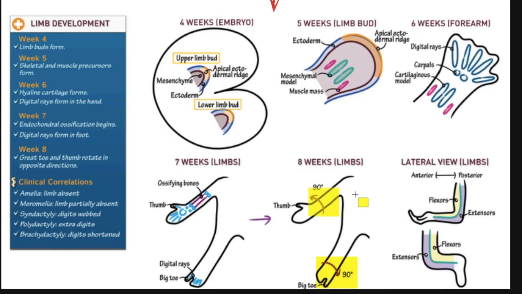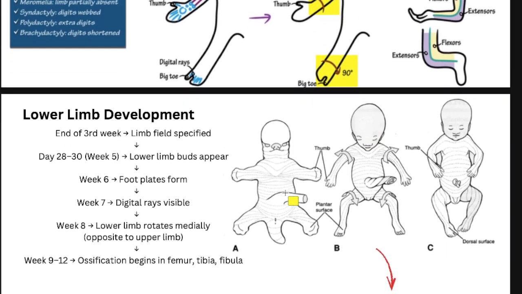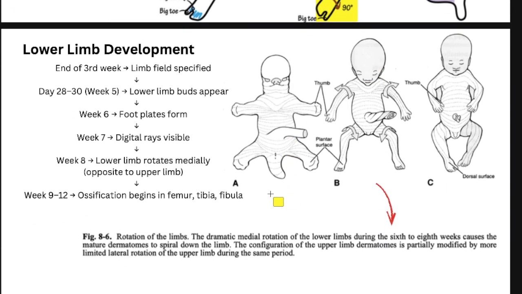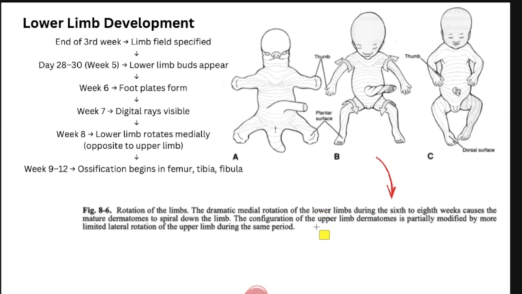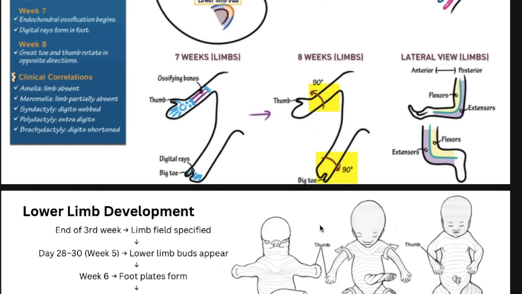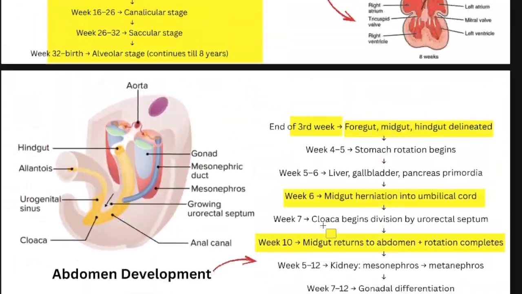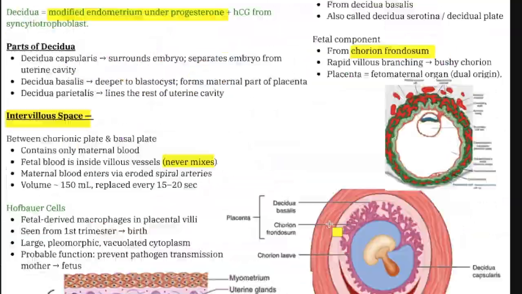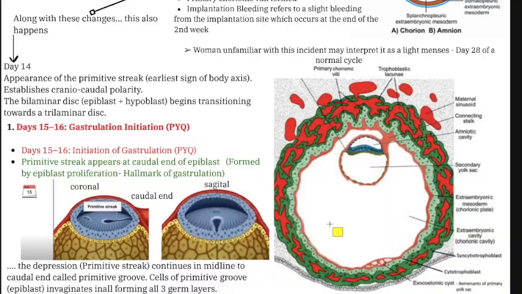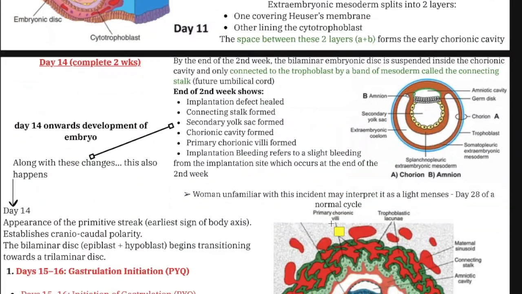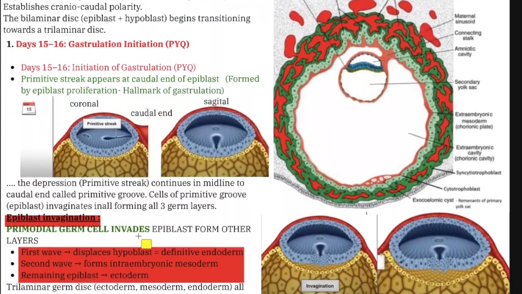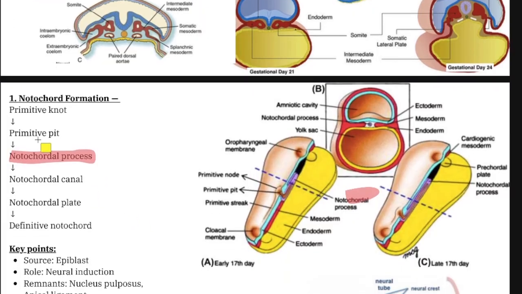Alright, that was a lot of information, so let's do a quick recap of the most critical points. Remember, primordial germ cells originate from the epiblast in week 2. Gastrulation, the formation of the 3 germ layers, is marked by the appearance of the primitive streak on day 15. The notochord is responsible for neural induction, leading to the formation of the neural plate.